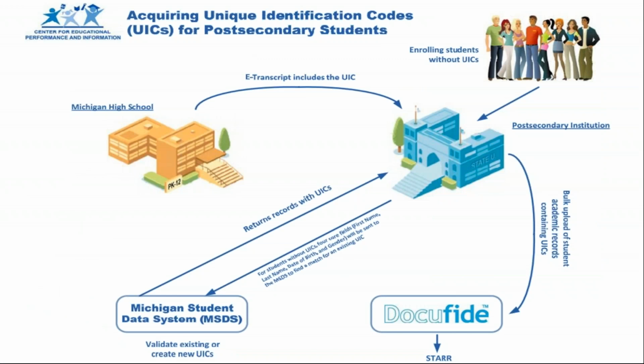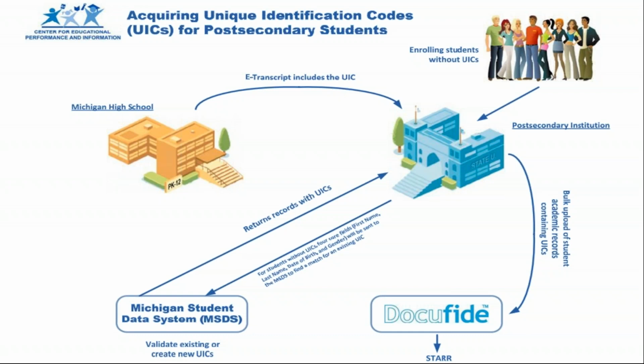So here's a little flow chart. Some of the points on here might be a little outdated. I don't know if DocuFind is still something that is used in the STARR submission, but kind of the general flow of how the service works is true. So students coming from Michigan public high schools, they'll have or potentially have e-transcripts, which includes the UIC. But for students that come from out of state, come from non-public schools, they do need UICs. That's what that request for UIC collection is for.